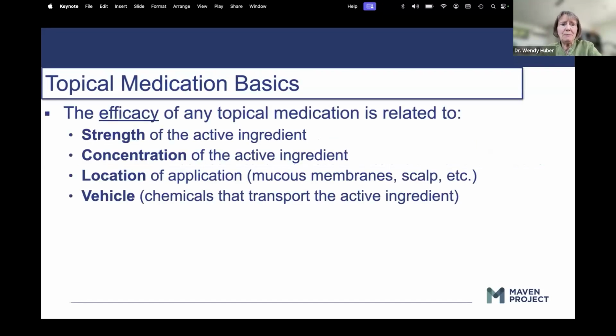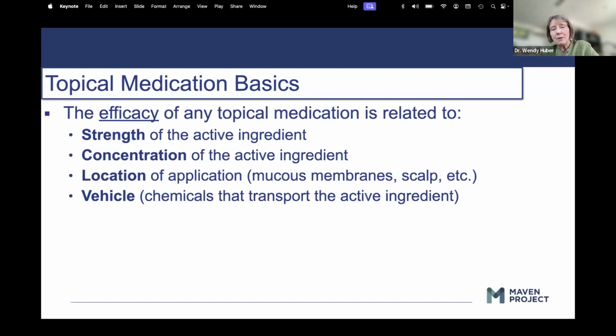So, topical medication basics. I think most of us are familiar with efficacy of a topical medication being dependent upon its strength and concentration. But there are 2 other factors that are really important, and I wasn't really aware of these until I did my dermatology residency. The first of those is location of application. Let me give you an example. If you have a patient that has a dermatitis, for example, on the face, 1% hydrocortisone ointment would be a perfect choice for that dermatitis typically, and you'd get good results.